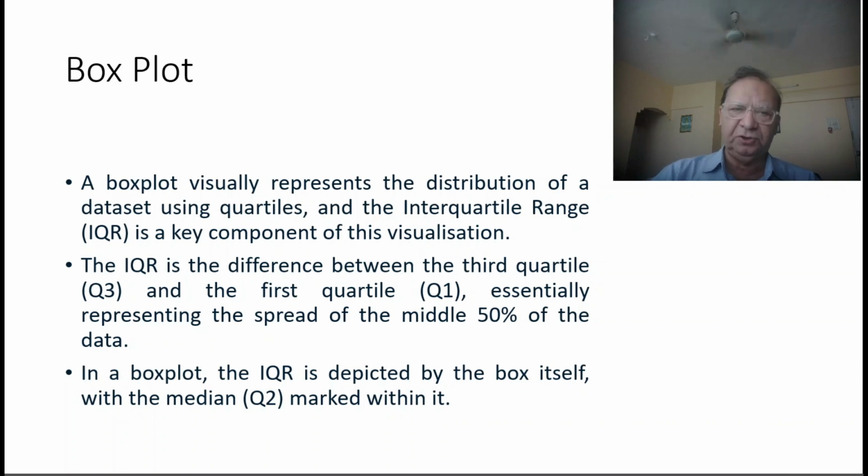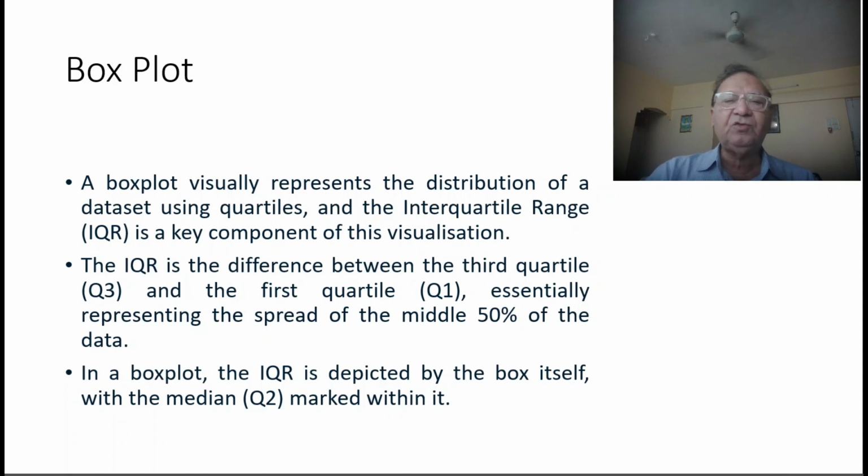What is BoxPlot? BoxPlot visually represents the distribution of the data set using quartiles. What is quartile? 25% of the data, 50% of the data, 75% of the data. So 50% of the data is also called median. And the interquartile range is a key component of this visualization.